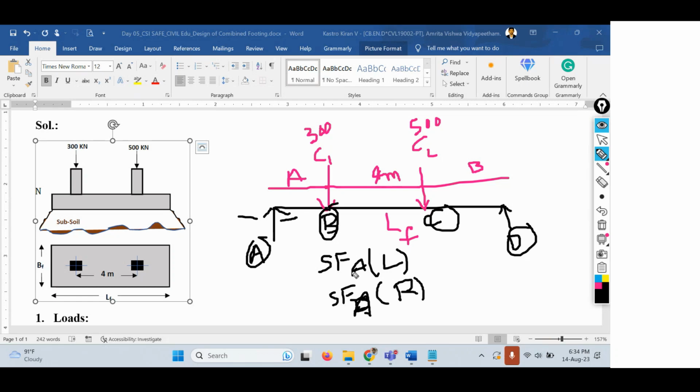Why is it required? Because the intensities of loads are changing. Whatever load is available along this side may not be the same intensity as the load along the other side. For this reason, we have to find the shear forces on either side of each point. I hope it is clear.